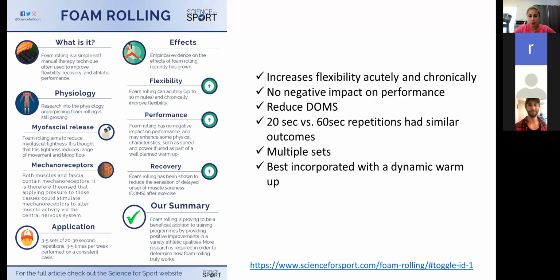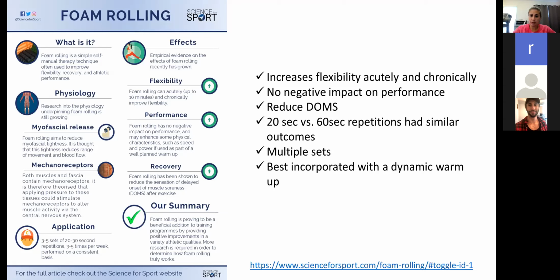And so some of the literature shows not much of a difference between 20 seconds or 60 seconds of, let's say, doing some rolling. We see similar outcomes. So again, we don't really know, right? What's that sweet spot? Should we just do 20 or do you want to do 60, right? Is there any benefit of going longer? So we might not see much extra benefit from going longer.